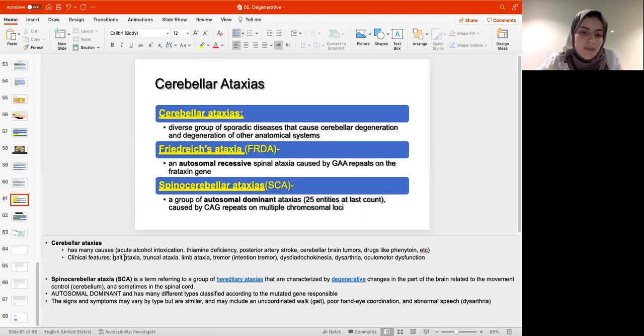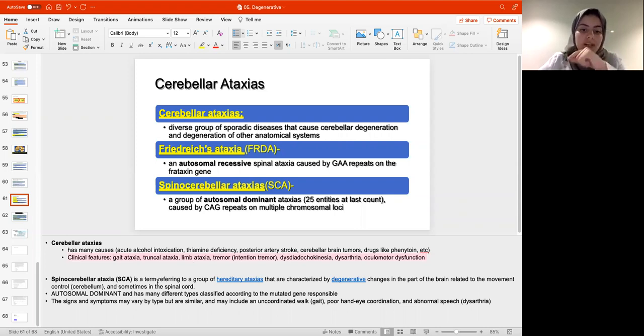And usually how do they present? Gait ataxia, truncal ataxia, limb ataxia, intention tremor, dysdiadochokinesia, dysarthria and oculomotor signs. They're all signs of cerebellar ataxia.